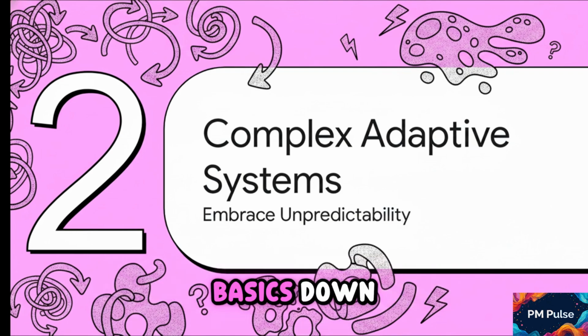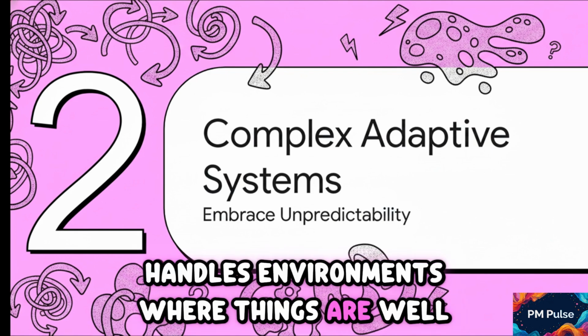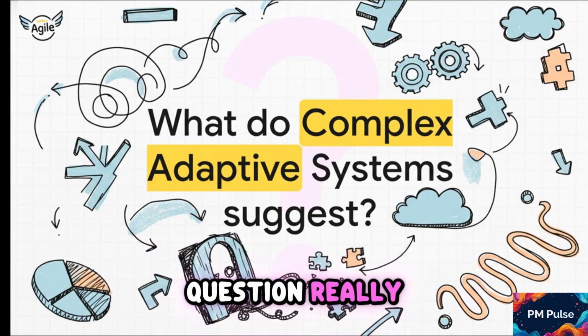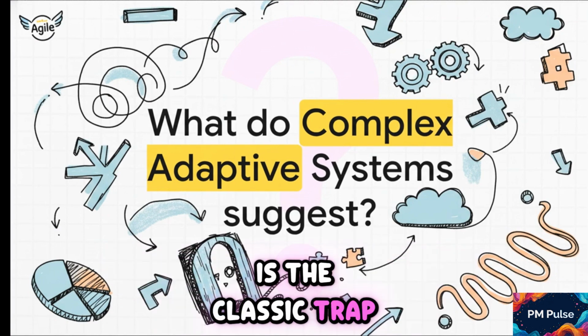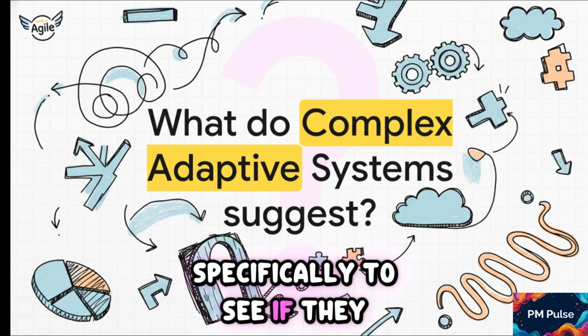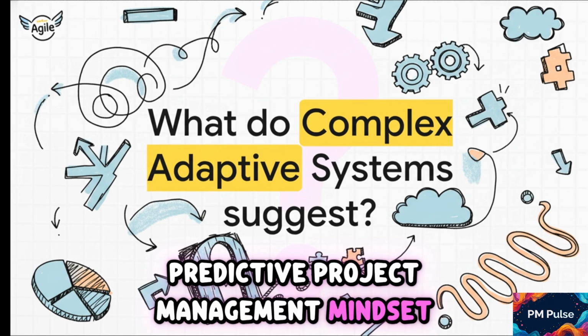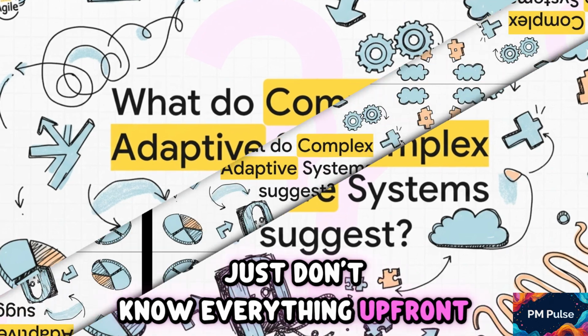Now that we have the basics down, let's turn up the heat a bit and dive into how Agile handles environments where things are, well, completely unpredictable. Read this next question really carefully. CAS suggests, this is the classic trap. It's designed specifically to see if they can lure you back into a traditional, predictive project management mindset. They want to know if you're comfortable with the fact that you just don't know everything up front.